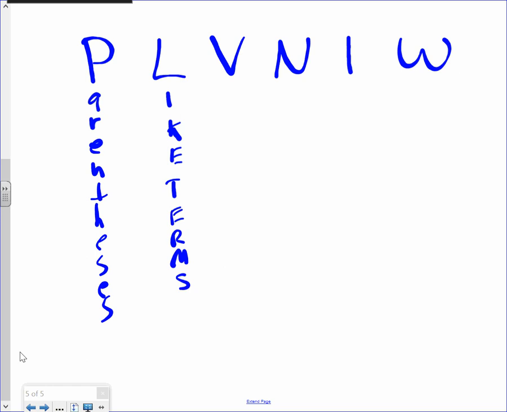The V stands for variables on one side. Let's get variables on one side. I'm going to put variables one side. It's kind of hard to write up and down. Variables one side.